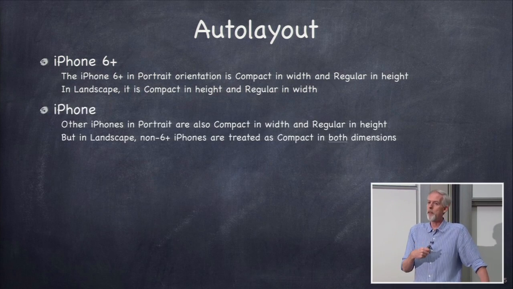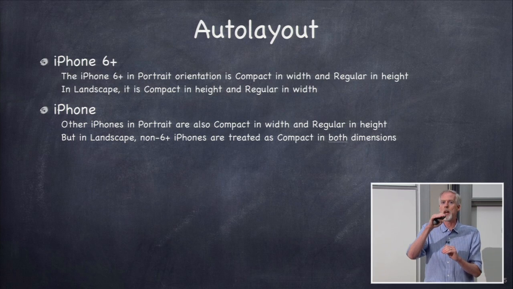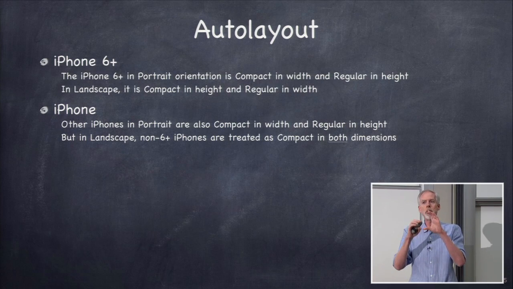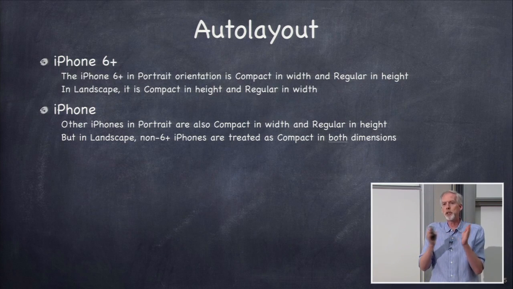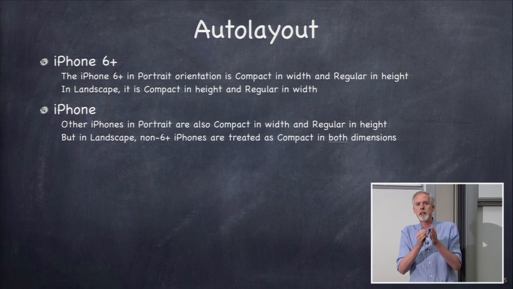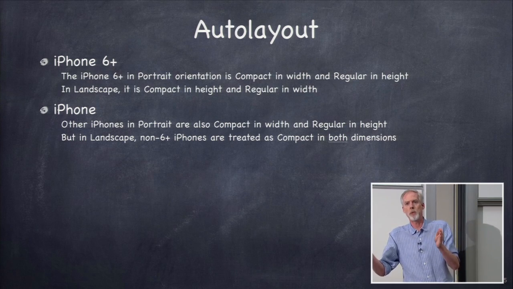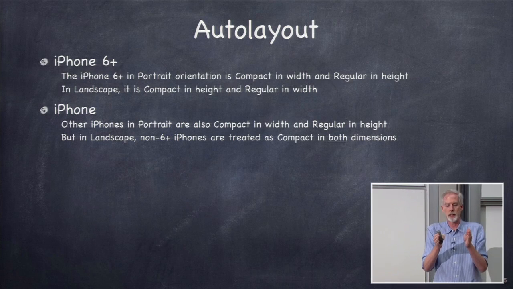But the iPhone is an interesting one. Other iPhones besides the iPhone 6 Plus, in portrait, are compact in width and regular in height, just like an iPhone 6 Plus. But in landscape, it's considered compact in width and compact in height. That might seem non-intuitive, but it just turns out that on a non-iPhone 6 Plus, the width is just not quite enough to say this is a regular width. Most UIs will look better if you consider it compact.